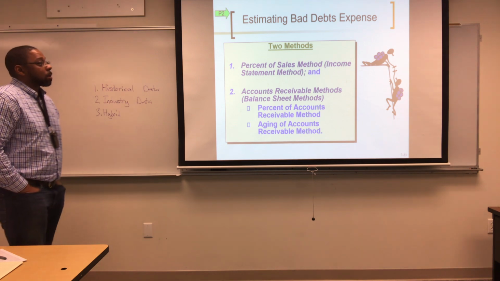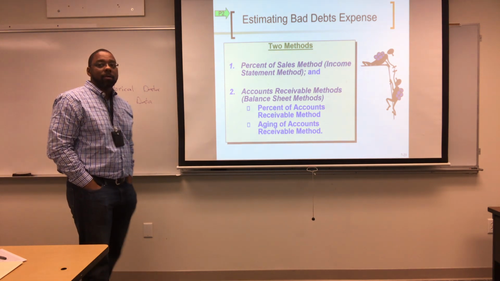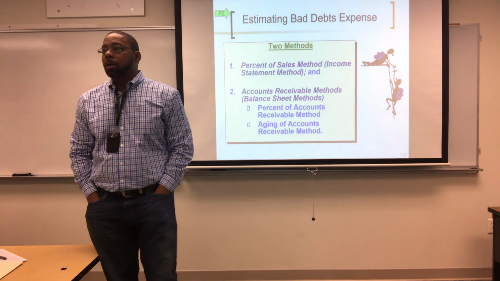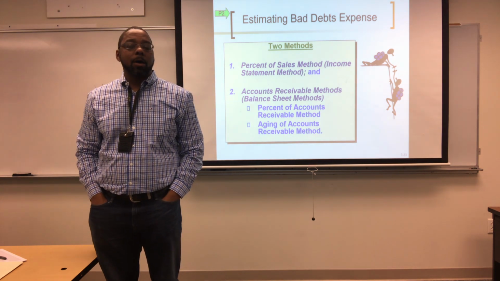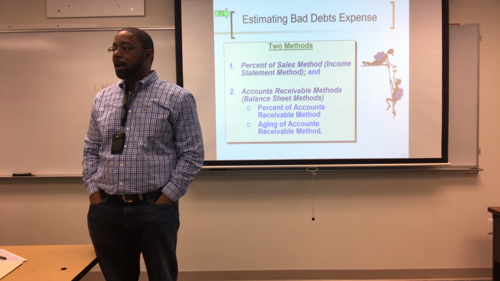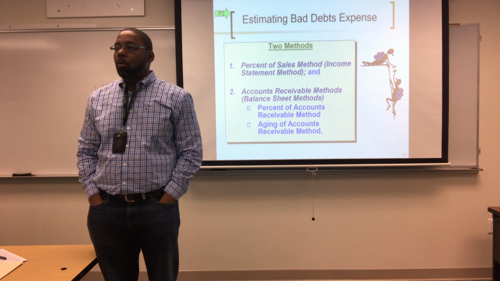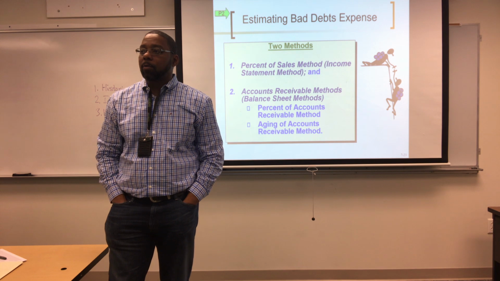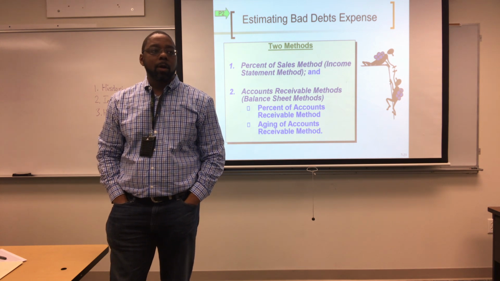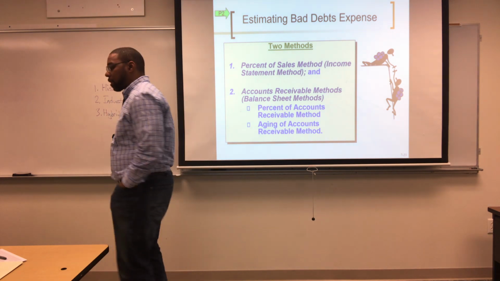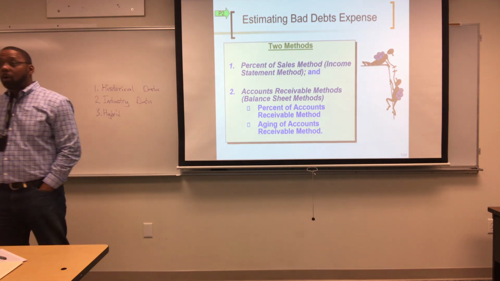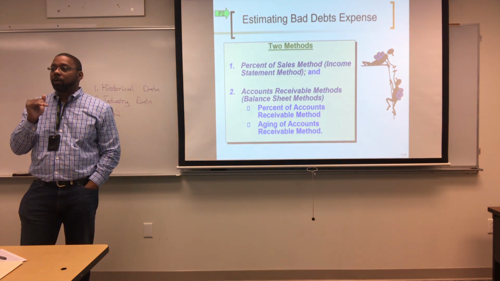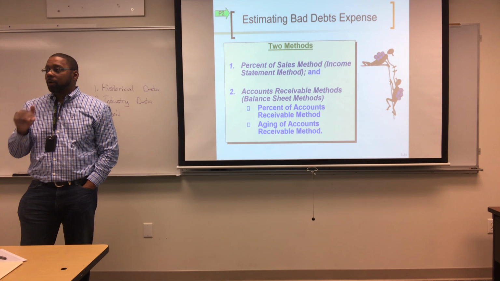Good. Now, there are two methods. There are two major methods that we use to calculate bad debt on the allowance method side. One is percent of sales. The other is percent of accounts receivable. Right? So percent of sales and percent of accounts receivable, both are very simple. Everybody with me? They are both very simple.